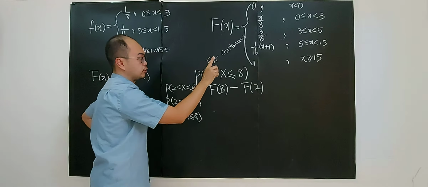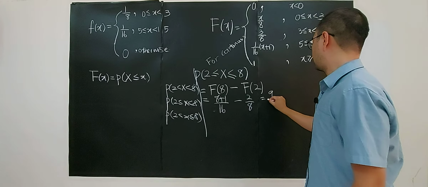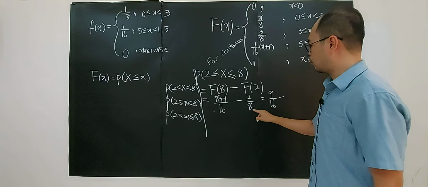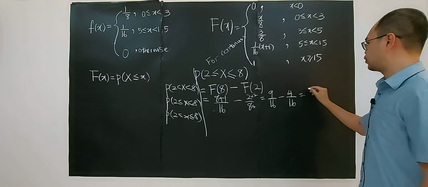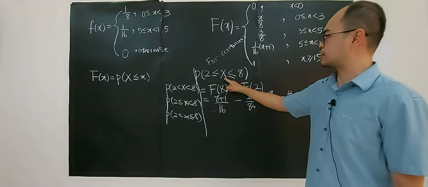So where is F(8)? 8 is between these, so you substitute into this interval: (8 plus 1) over 16, minus F(2). 2 is between these two, so it is 2 over 8. You will have 9 over 16 minus 2 over 8. Multiply by 2 and it becomes 4 over 16. Finally, 9 minus 4 gives 5 over 16. So the probability of X between 2 and 8 is 5 over 16, by using the cumulative distribution.